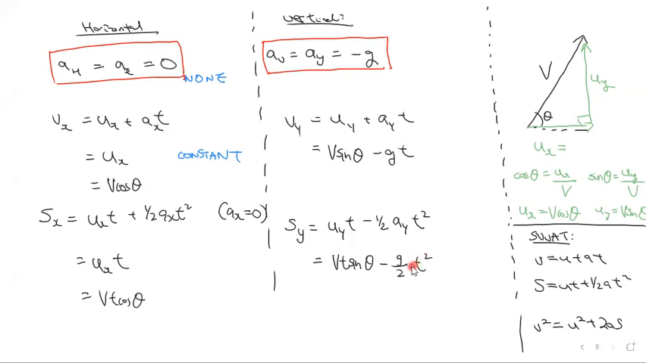So it's important for you to recognize what we've got here. We've got no horizontal acceleration, and that means a constant velocity horizontally. Whereas in the vertical direction, we have a constant acceleration downward. And that means that your velocity is changing. So this is linear, as is this. And this would then be, well, a quadratic.